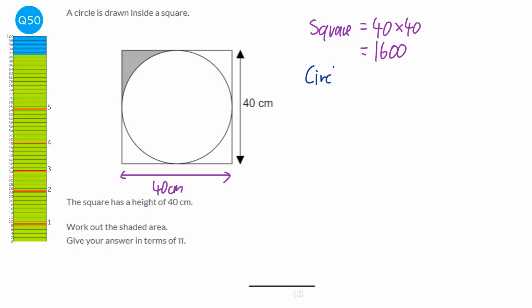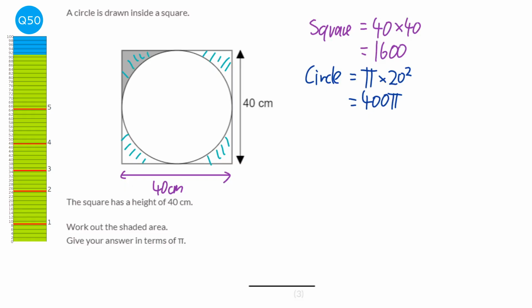So for the area of the circle, we're going to do pi times the radius, which is 20 squared, and 20 squared would be 400, so this will be 400 pi. This question's asking us to leave it in terms of pi, so we're going to do that. Now next we're going to work out all of the corners, so that includes these three here and this one.